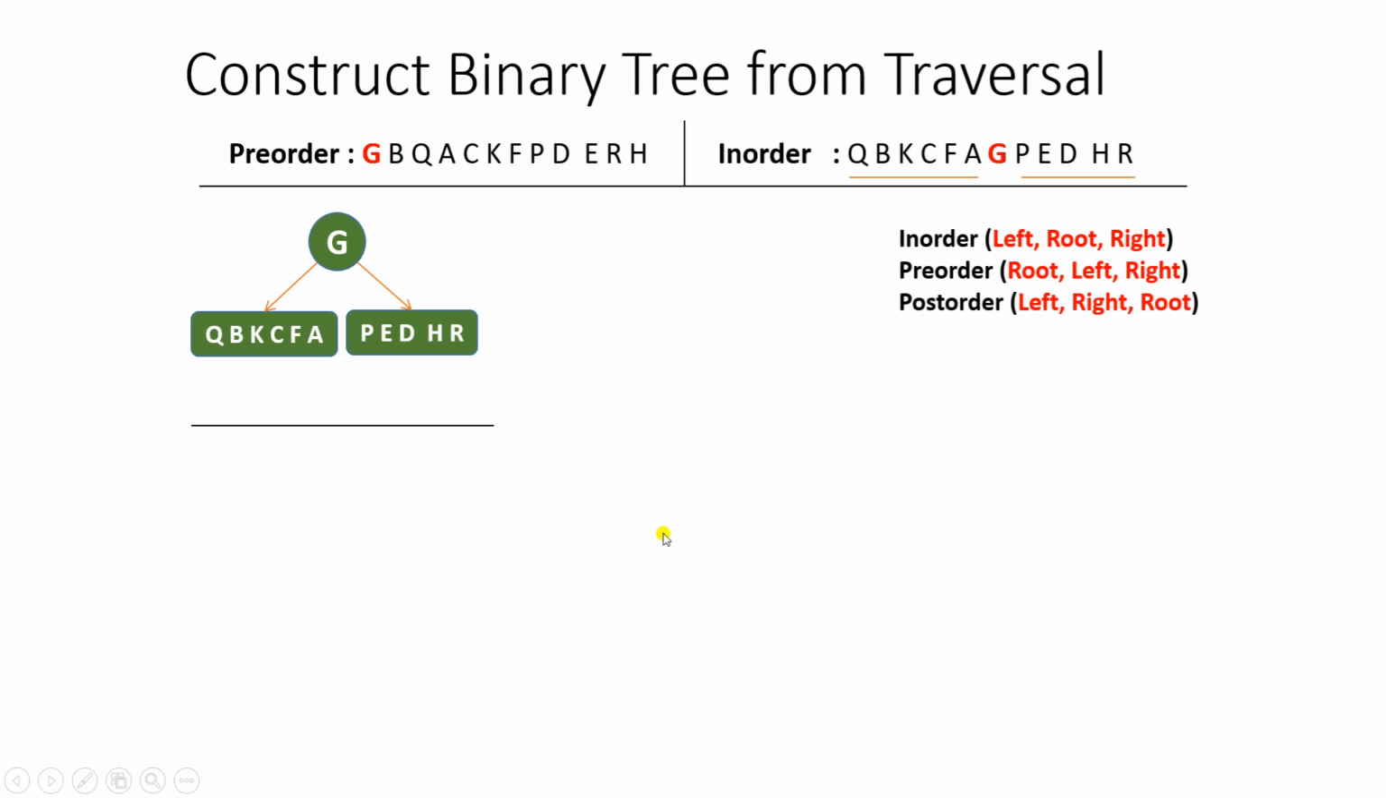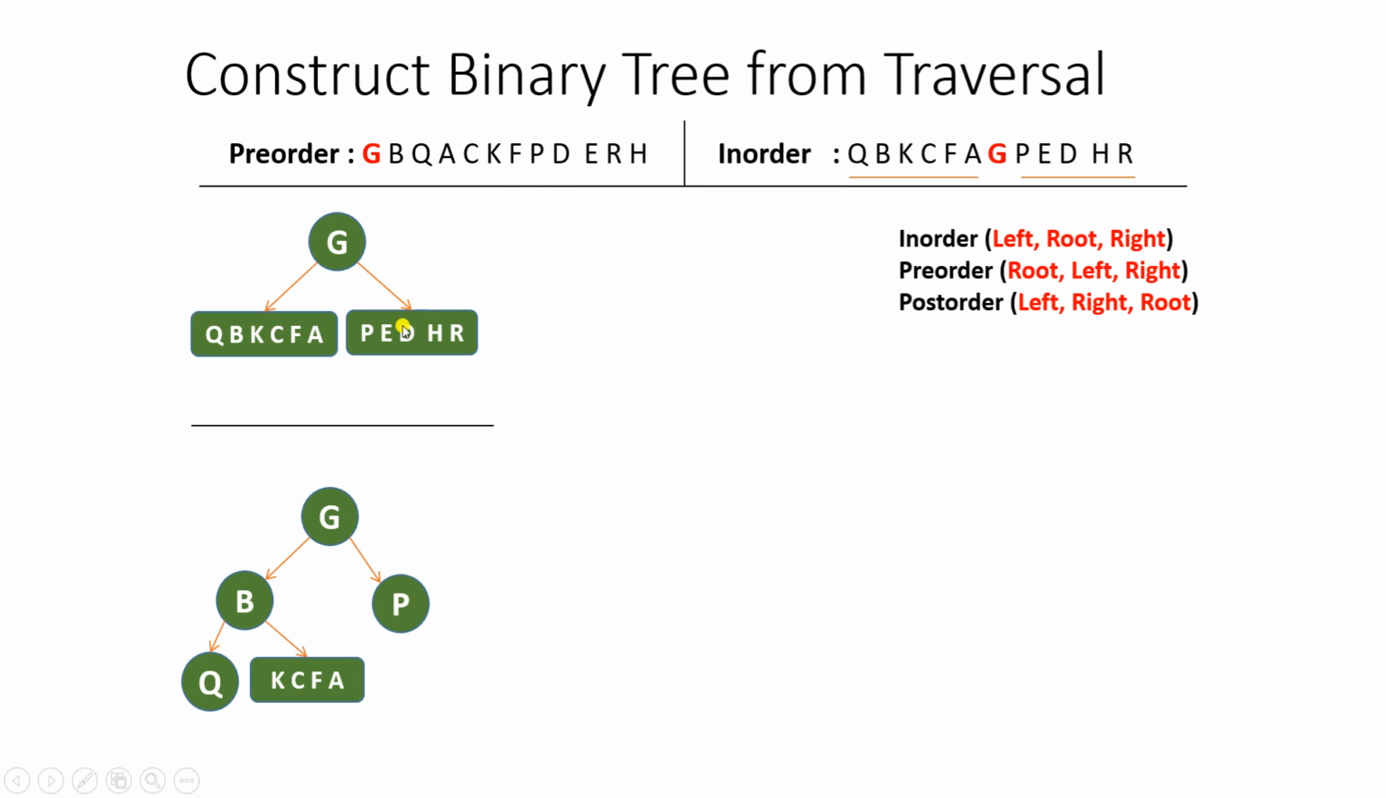So G will have, here if I see Q B, B is the first node in case of pre-order and B will be the root node. When I check it with in order, to the left of B we have Q. So we will have Q. And to the right of B we have K C and F A.